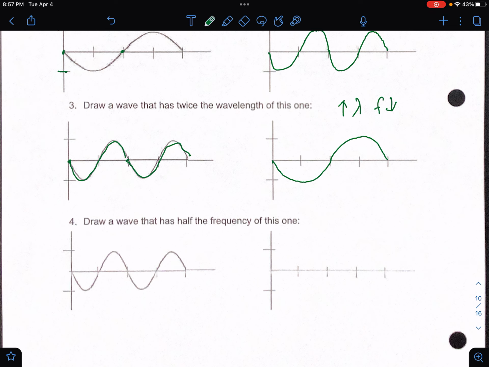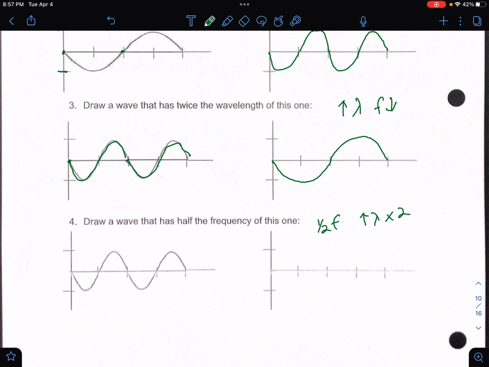Number four, draw a wave that has half the frequency. So half the frequency. So frequency goes down by half. This is the same thing as saying you want to double the wavelength. So basically just the same thing we just did. So you kind of see how we can ask it two different ways. So on number three, I wanted twice the wavelength, so I made it longer.